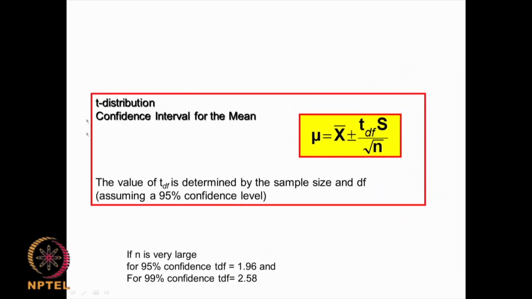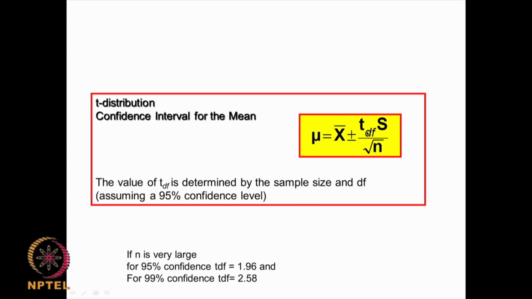Now, again going back to the t distribution, the confidence interval of the mean. So, I take a set of samples and I get a mean, that is x bar, and I get a standard deviation of that sample. So, that is S divided by square root of n. If you understand, this is the standard error multiplied by t.